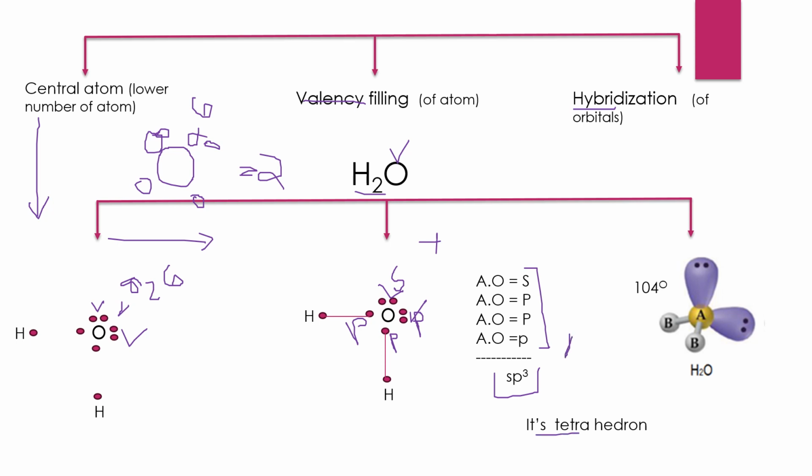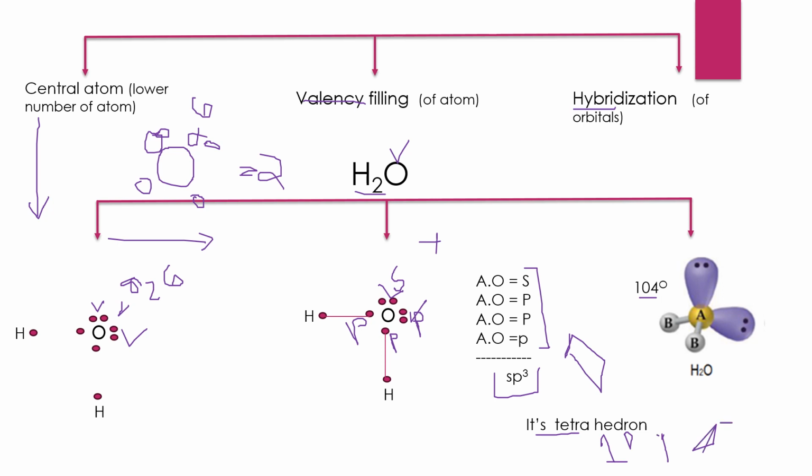As I told you in the previous lecture, the tetrahedron is of kite shape. So here this atom is of kite shape, and we will place it like that. But the degree here would be 104. As I told you, the tetrahedron degree is 109.5, but here the degree is 104.